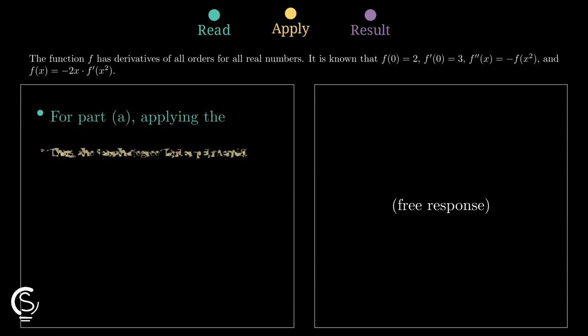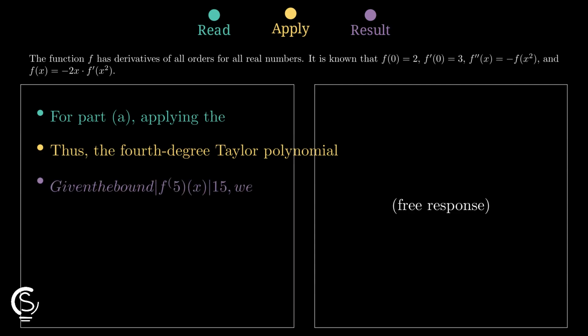Finally, we use the Lagrange error bound with the maximum 5th derivative of 15 to prove our approximation is within the required decimal range.